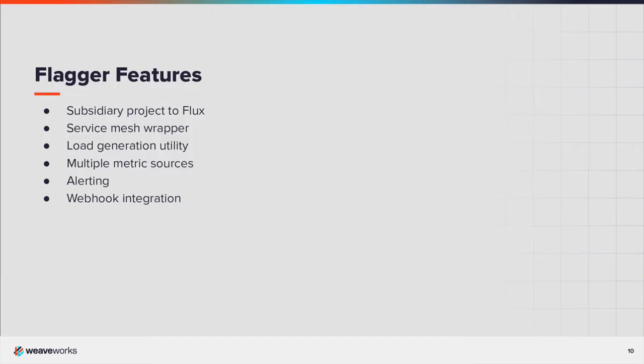Now let's look at Flagger. Flagger is also part of the Flux project. Just as Weave GitOps Core is a wrapper around Flux, Flagger is a wrapper around a service mesh, making the installation, maintenance, and day-to-day operations easier. It also includes a load generation utility. It can query metric data from multiple sources. It integrates with various alerting tools as well as providing generic webhook integration.